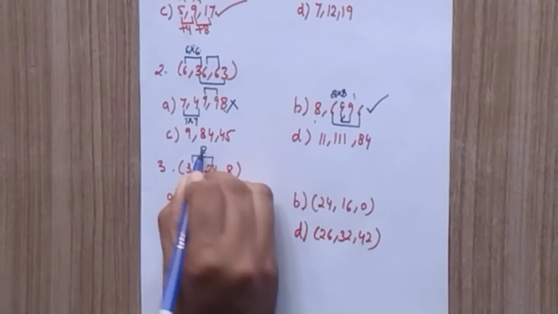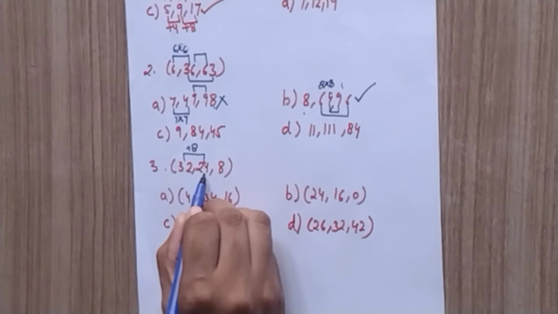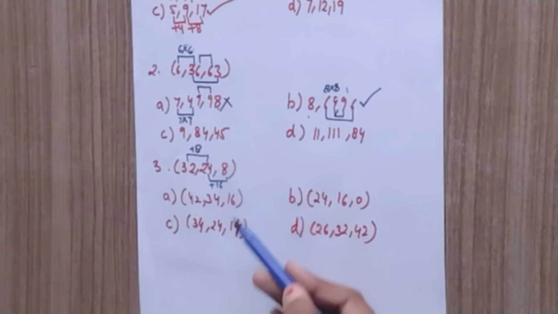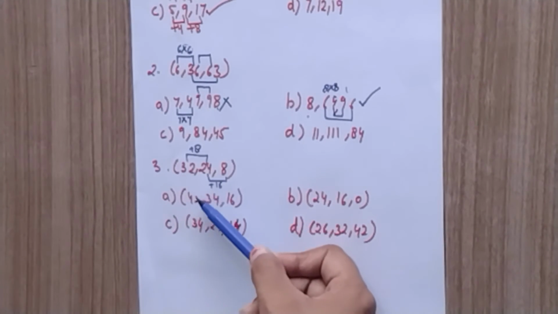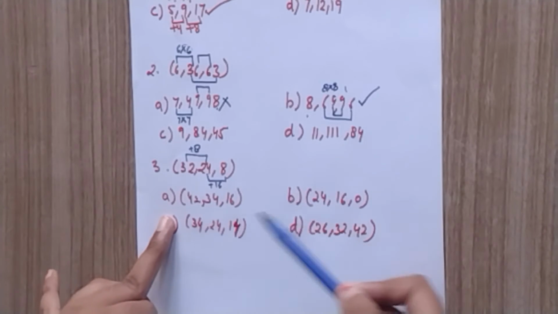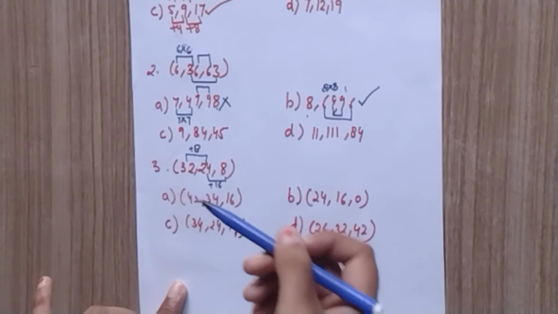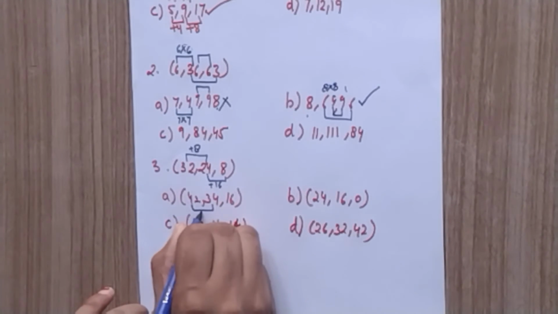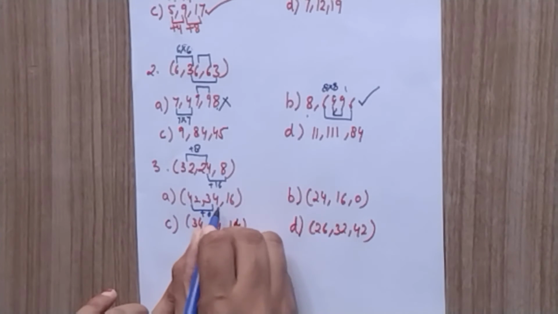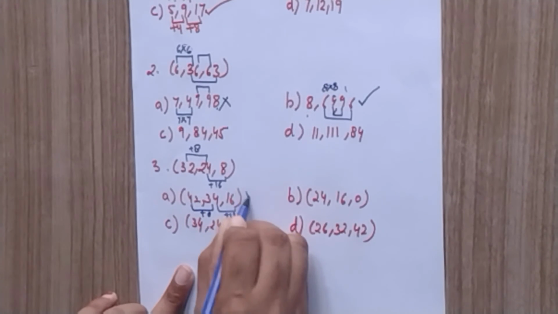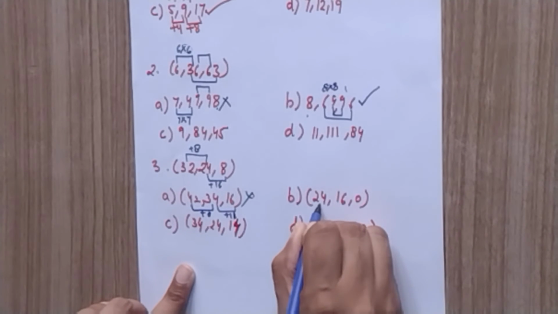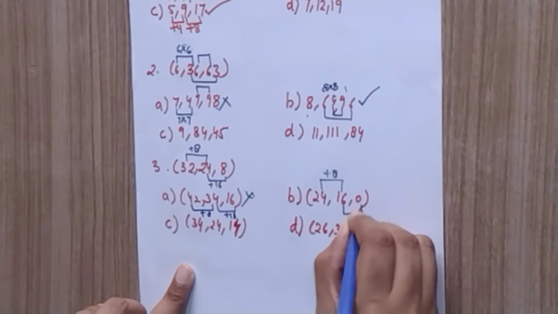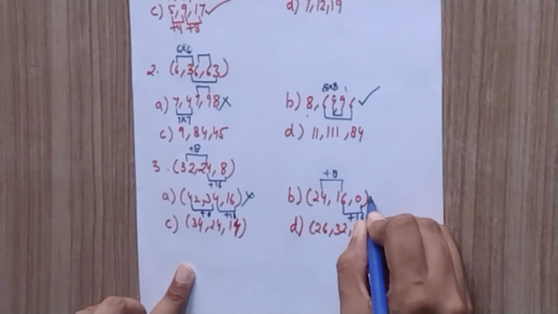Let's check option A. Here we can see that between 42 and 34 there is a plus 8, and between 34 and 16 there is a plus 18. So this does not have the same similarity. Let's move on to the next option, option B. Between 24 and 16 there is a plus 8, and between 16 and 0 there is a plus 16, and this is the right option.